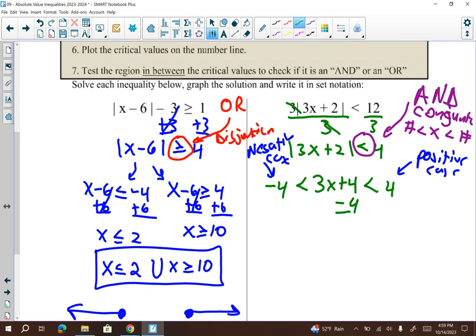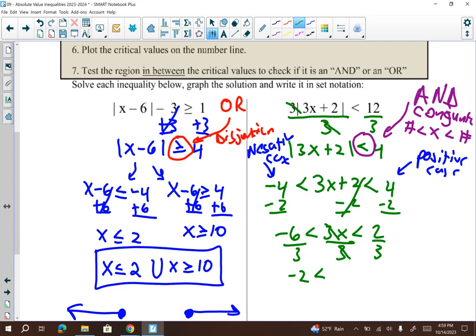So I can subtract, oh, I wrote a 4, but it's actually a 2. Oops, let's go back and fix that. Caught that quick enough. So there we go, plus 2. So then we're going to subtract 2 from all 3 sections. So negative 4 minus 2 is negative 6, is less than 3x, which is less than 2. And now we're going to divide everything by 3. Negative 6 divided by 3 is negative 2, and that's less than x, and x is less than 2/3.